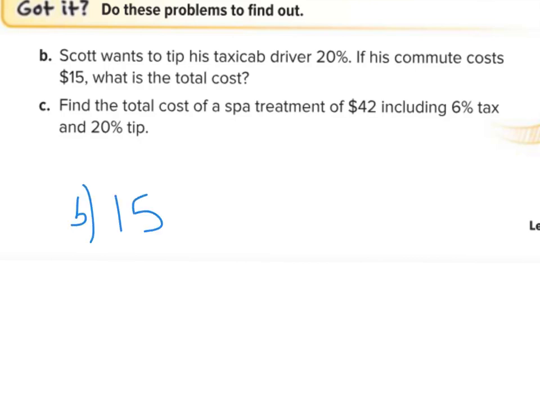We have $15 times 1.2, so I can include that in my final total. That's my 20%, right? 2/10, 20%. When I multiply that, I will get $18. Because 20% of 15, which is 1/5, is 3. And I'm including the 15 in my final total by multiplying it by 1. So 15 times 1 is 15, and 15 times 0.2 is 3. So 15 plus 3 is 18.